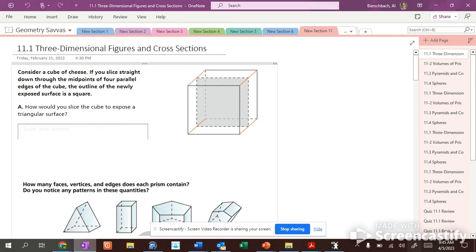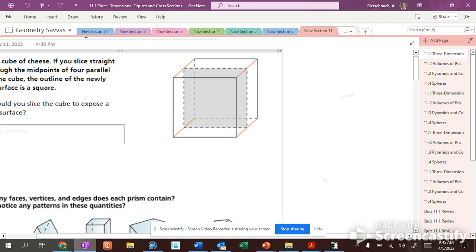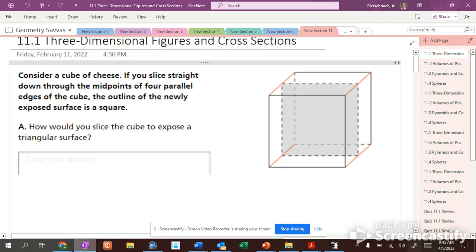All right. Today, we're going to start looking at three-dimensional figures. So we're going to talk first about three-dimensional figures and cross sections. Okay? So, you have a cube of cheese, one of those little cubes. And you take a knife and go, hiya! Chop it right down the middle.